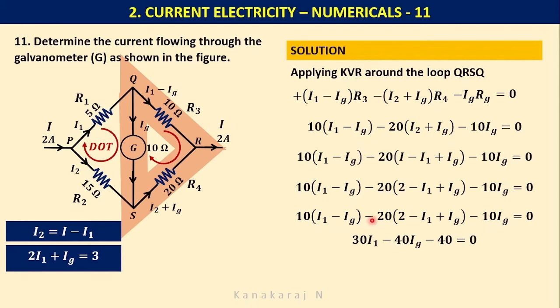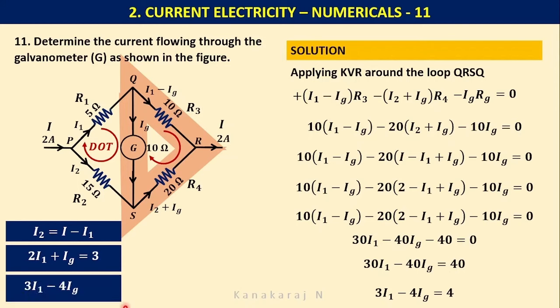Then, how many constants are there? Minus 20 into 2, you have minus 40. The minus 40 goes to the right hand side, becomes plus 40. Then divide the whole equation by 10. We get 3I1 minus 4Ig equals 4. Let us take this as equation number 3. So here you have 2I1, here you have 3I1. We have to cancel this I1 part in these two equations. So the second equation is multiplied by 3 and the third equation is multiplied by 2, so that the I1 term gets cancelled. We get an equation only in Ig. That will be the answer for the question.